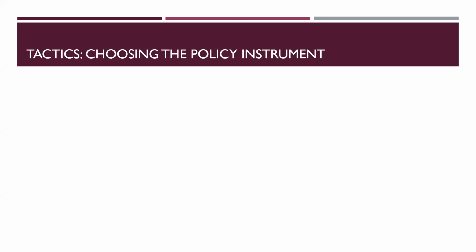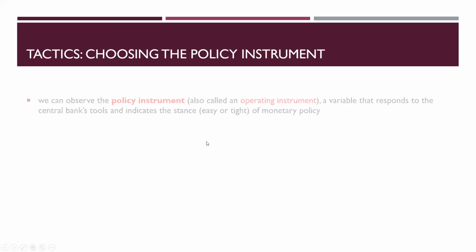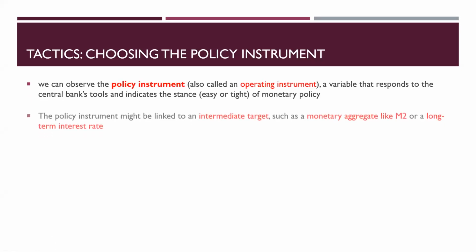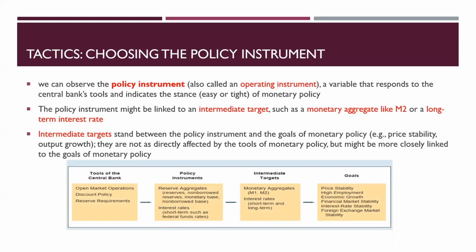If you still remember, in the last discussion we were focusing on the tactics of choosing the monetary policy instrument, and we discussed all these aspects. We ended by looking at the tools of the monetary policy, the tools of the central bank, and how they impact the policy instruments and the intermediate targets, ultimately the goals.